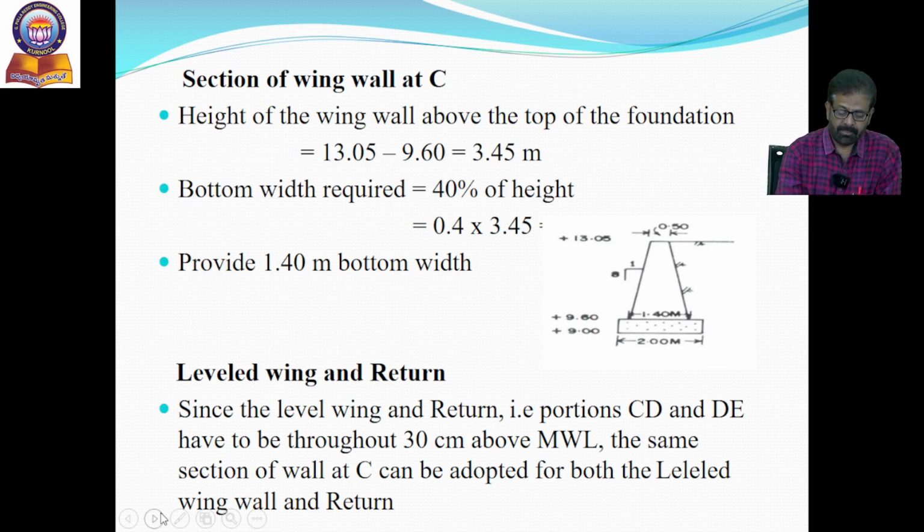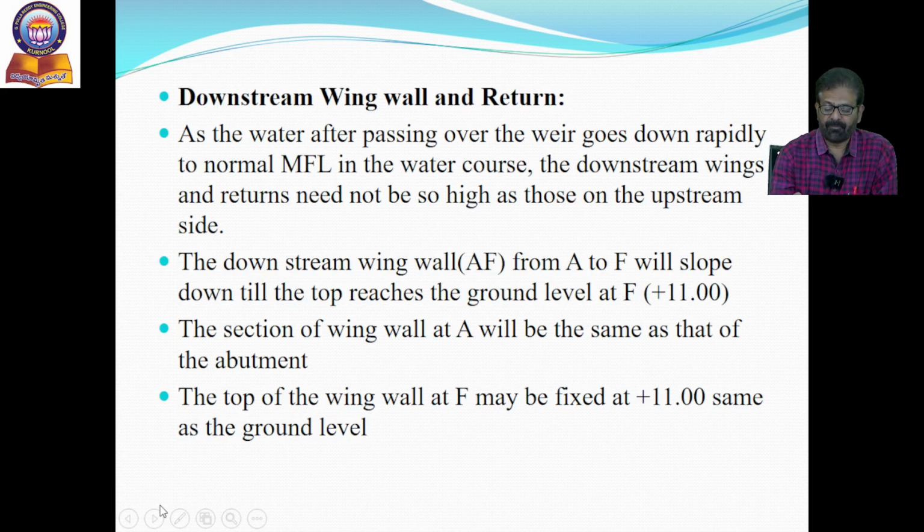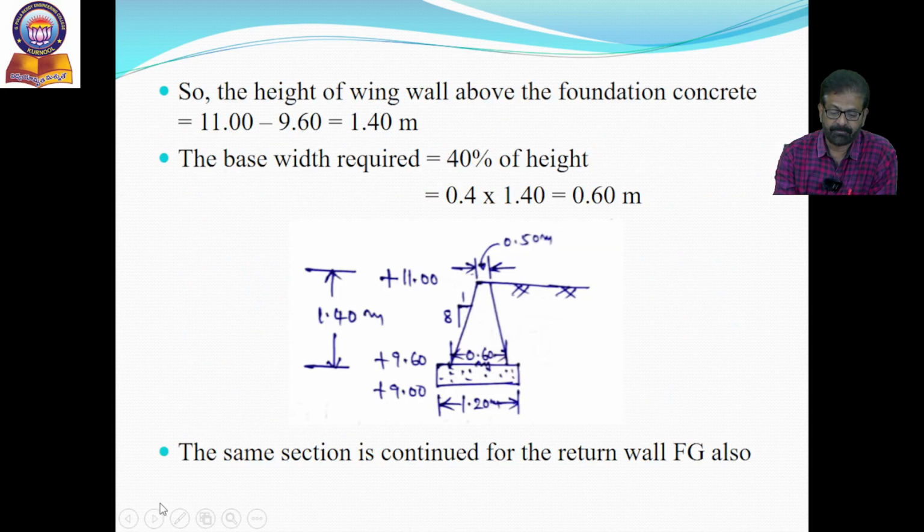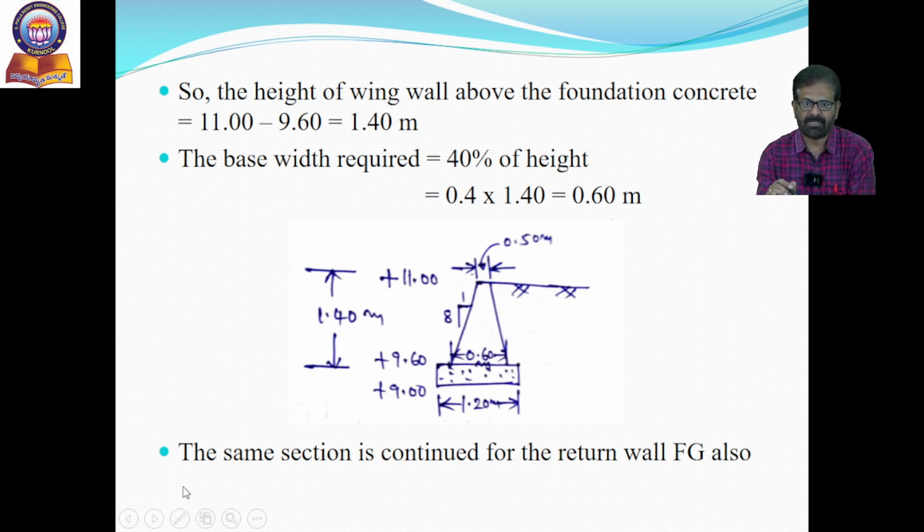Okay. So like that we can provide the sloping wing wall on the downstream side and also return. The section of wing wall at A will be the same as that of the abutment. The top of the wing wall at F may be fixed at 11 meter as the ground level. So the height here also, one cross section we have to present. So height obviously 11 minus 9.6, that is 1.4 meter only. A typical cross section of the downstream wing wall is like this at F. So the base width is again 40% of the height, which may be 0.6 meter. So a small cross section we will get. The same section is continued for further FG also.